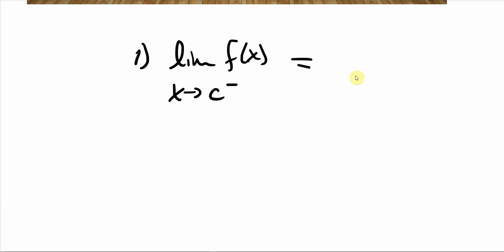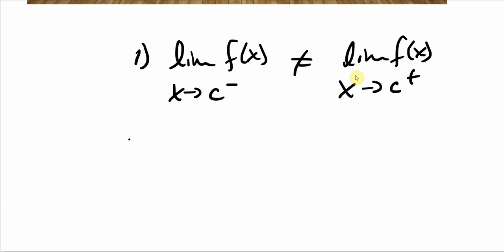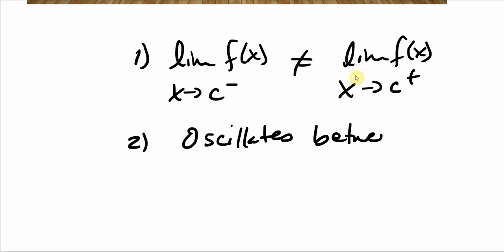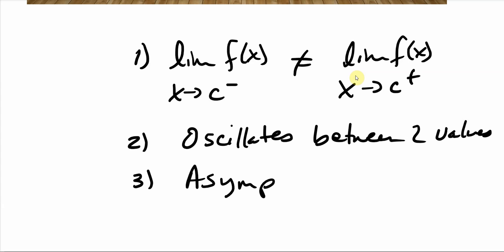All right, so what are the 3 ways that the limit fails to exist? Number 1, the limit of f of x as x approaches c from the left is not the same as the limit of f of x as x approaches c from the right. Number 2, if it oscillates between 2 values. And finally, number 3, if there's an asymptote. And that's it.